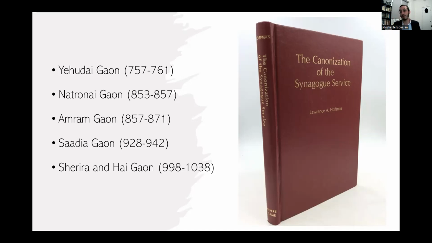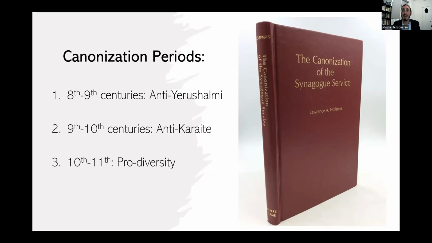Lastly, we have the Rosh Yeshiva and Rav Hai Gaon, who responded to many shailas in the late 900s and the early 11th century, the late 10th century, the early 11th century. These Gaonim also had a major part to play. Now, in this book, Hoffman wants to periodize. He wants to say that there are three distinct periods in the time of the Gaonim. So when we canonize this liturgy, all the way from the time of Rabbi Yehudai Gaon to Rabbi Hai Gaon at the end of the time of the Gaonim, there are three different periods.